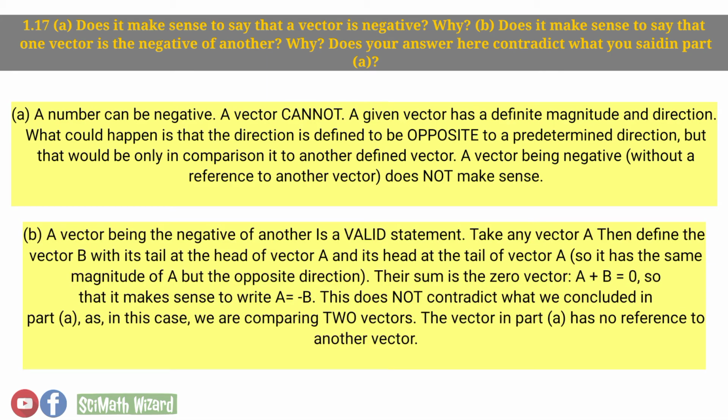B. A vector being the negative of another is a valid statement. Take any vector A, then define the vector B with its tail at the head of vector A and its head at the tail of vector A, so it has the same magnitude as A, but the opposite direction. Their sum is the 0 vector: A plus B is equal to 0, so it makes sense to write A equal to negative B. This does not contradict what we concluded in part A, as, in this case, we are comparing two vectors. The vector in part A has no reference to another vector.